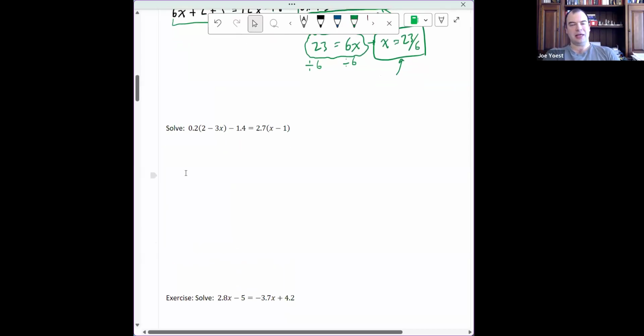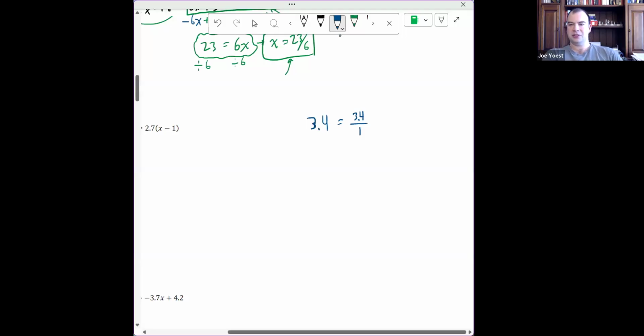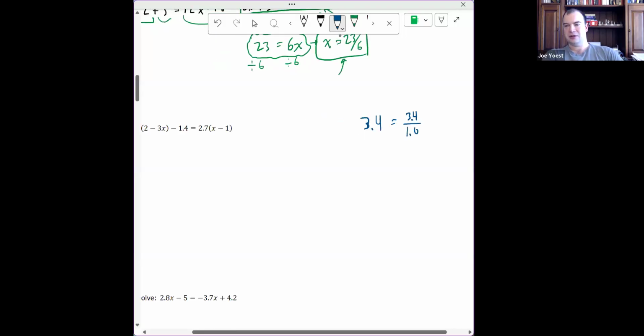The last problem we saw last time was a decimal problem. And we said, well, decimals are kind of like fractions, right? If I have 3.4, well, I could think of this as 3.4 over 1. Or, well, really, that's 3.4 over 1.0.